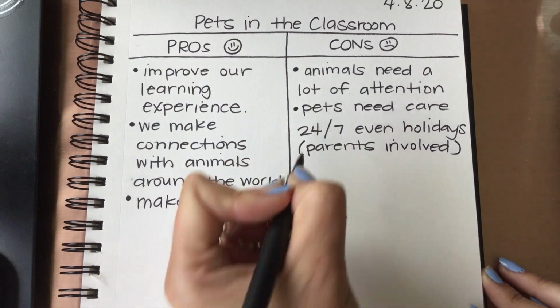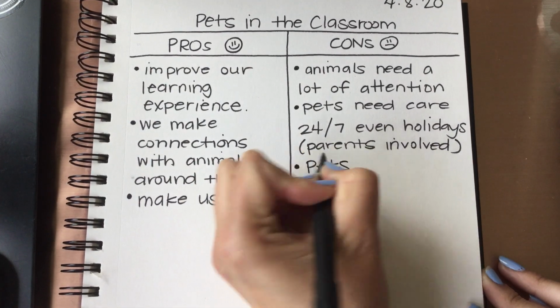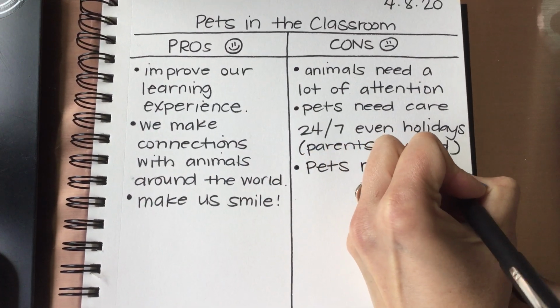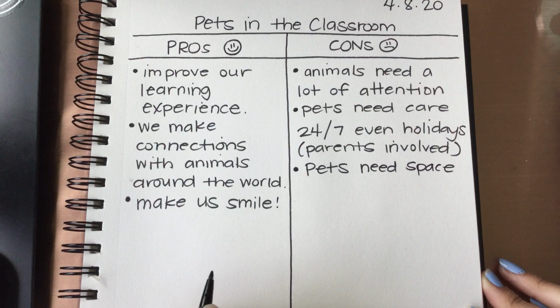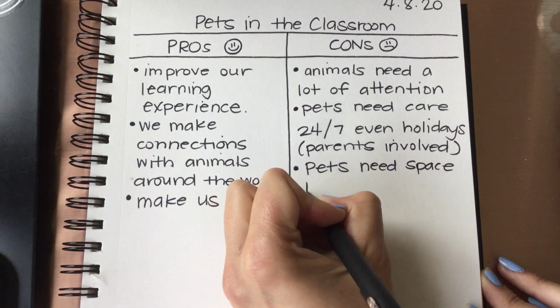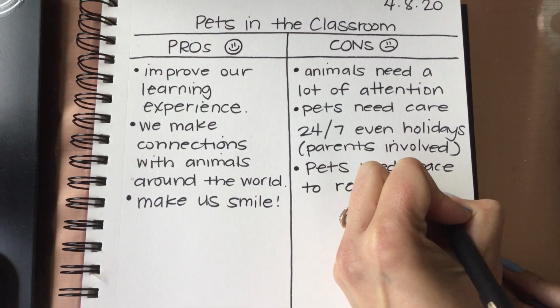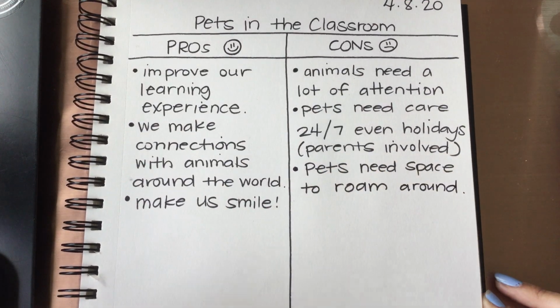And another problem, pets need space. And you've seen our classroom, it's very full. All of our classes are very full. And where would we have enough room to put a pet so that they have plenty of space to roam around and be happy? We don't want our pet to be sad.